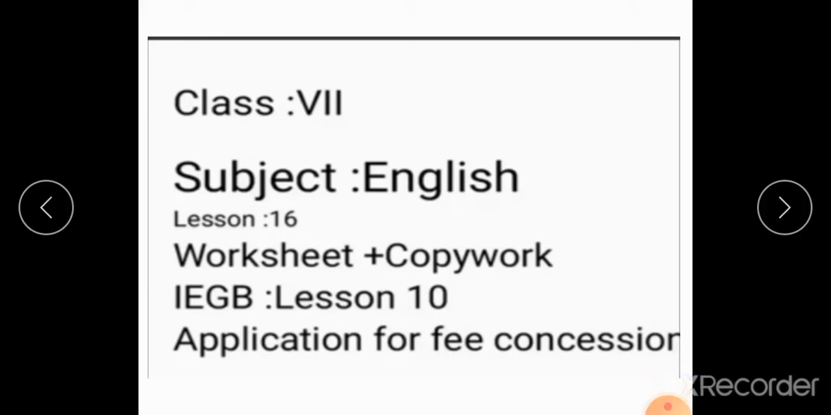Bismillahirrahmanirrahim. Assalamu alaikum students. This lesson is for class 7 subject English. In this lesson I will explain worksheet plus copy work of lesson 16, and I will explain Ikra English grammar book lesson 10 and then come to composition, which is application for fee concession.